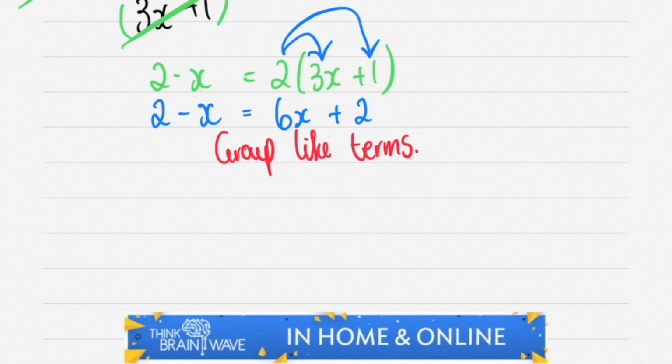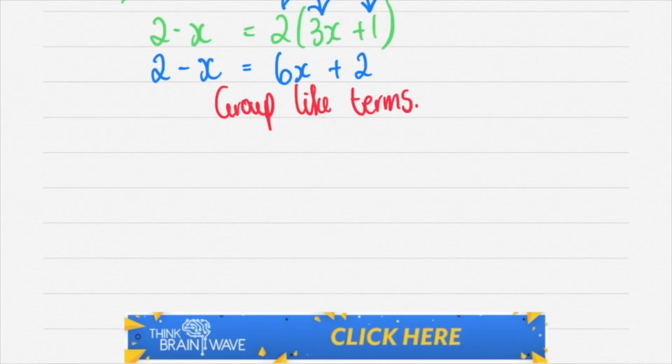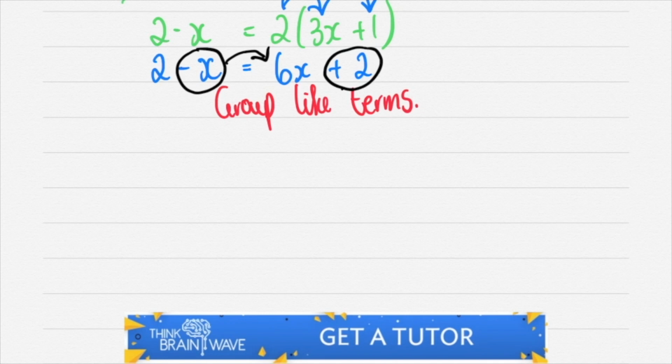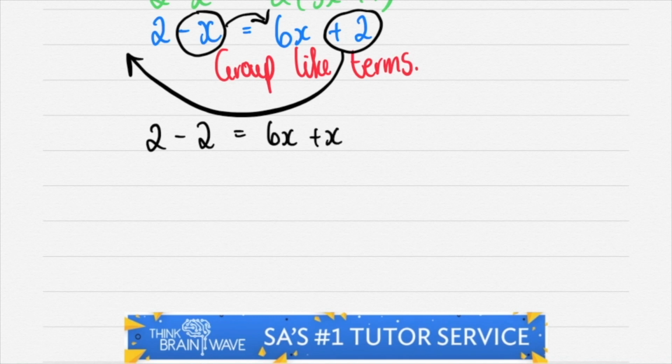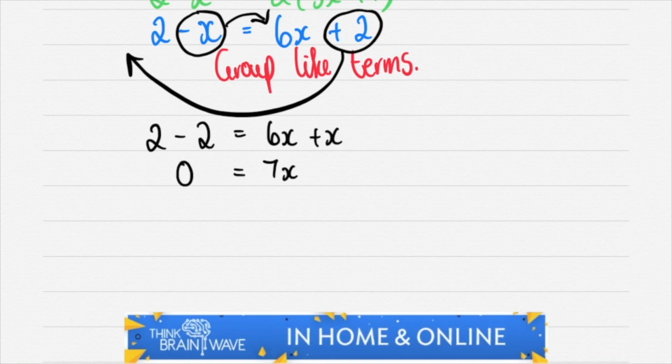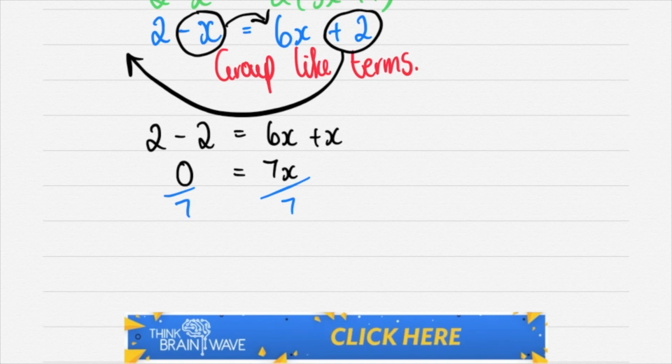Next step, we like to group our like terms. So if we've got 6x as a big number on the right, let's keep the x's on the right. Let's take the minus x across, it changes to a plus x. Take the blue 2 on the right, we take it across to the left, it becomes a minus 2. Now we have 0 is equal to 7x.